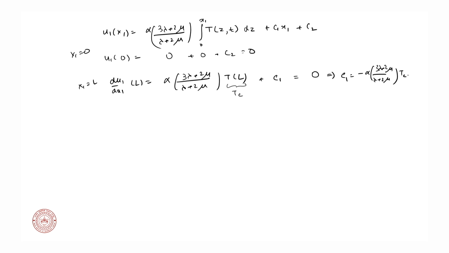Okay. We can then substitute it back into our equation, and then u1 of x will come out to be alpha 3 lambda plus 2 mu over lambda plus 2 mu. This term you can take out as common. We can have an integration from 0 to x1 of t at z comma t dz minus tc. Okay. So, this looks something like a delta t, which is t if you integrate over z into x1. So, I forgot, okay, because it is c1 x1. Okay. Now, this is our expression for our u.